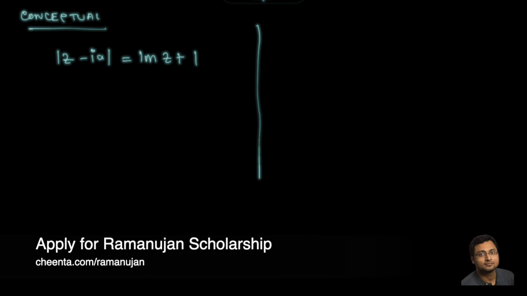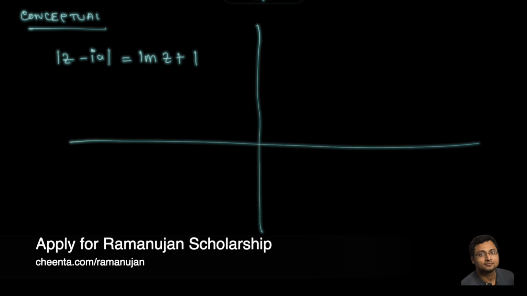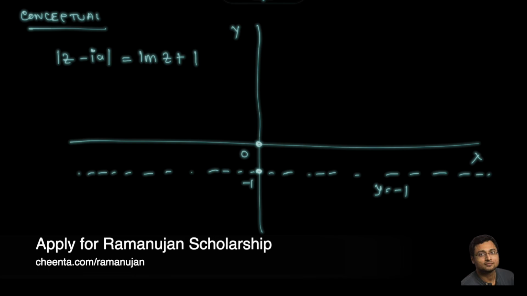So let's draw a picture so that we understand what's going on. This is the x-axis, this is the y-axis, this is the origin, and this is the point -1. So I will just draw dots here. So this is the line y equals -1. Remember, the problem says that the value of a is greater than -1. So we will be using that. So let's mark this line.